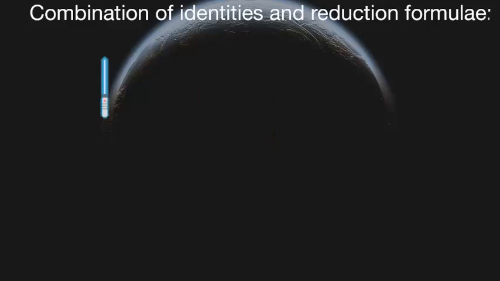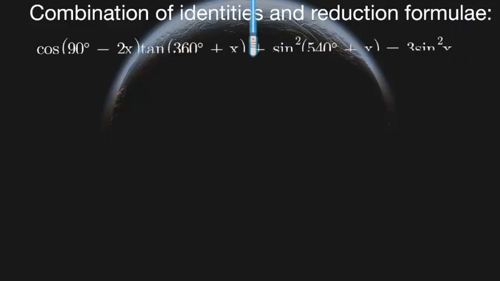In today's lesson we are going to have a look at a combination of identities and reduction formula. Now let's jump straight into an example. We are asked to prove the following identity. So we want to show that this left side is equal to 3 sine squared x. So we're going to simplify this left side as far as possible and hopefully we will end up with an answer of 3 sine squared x.